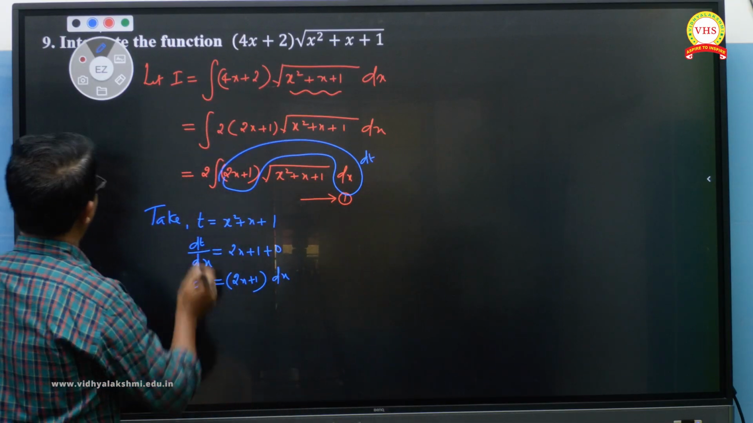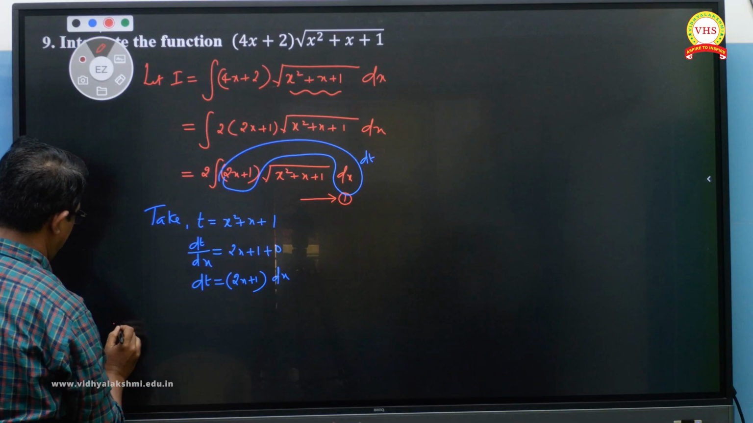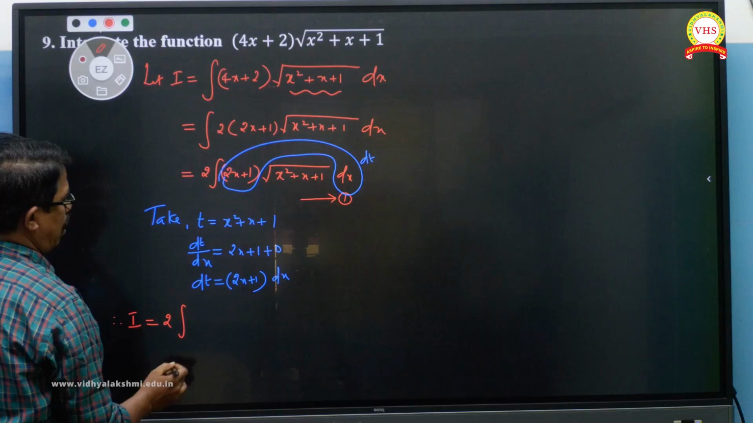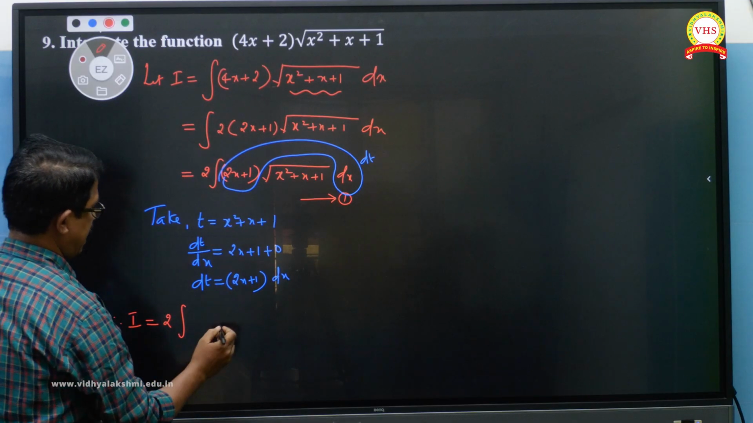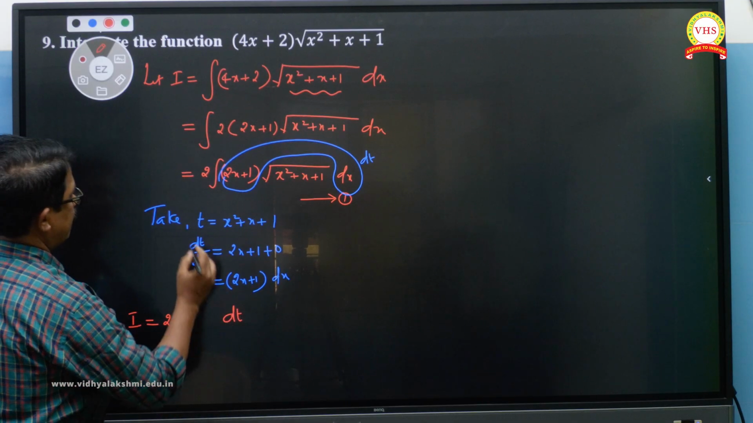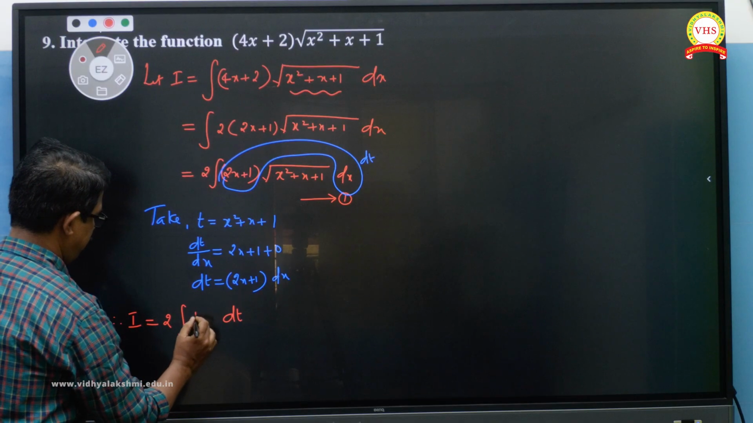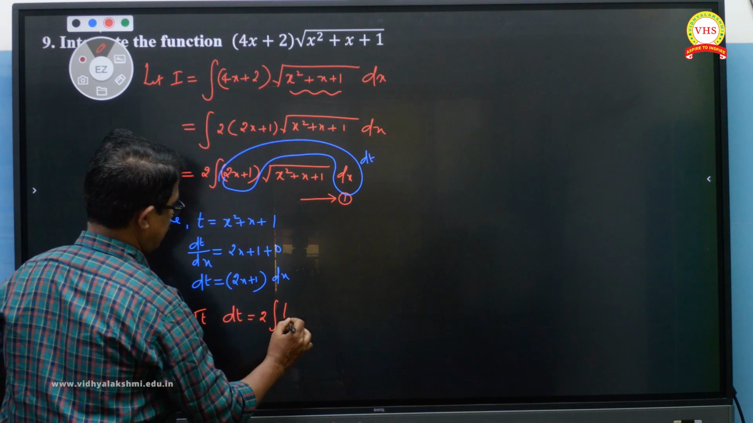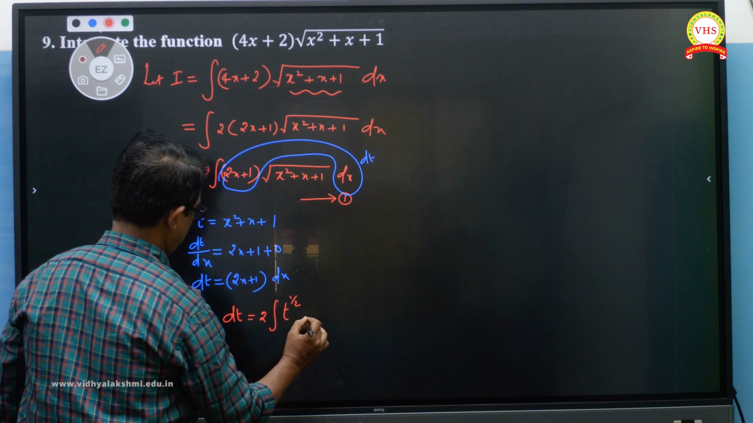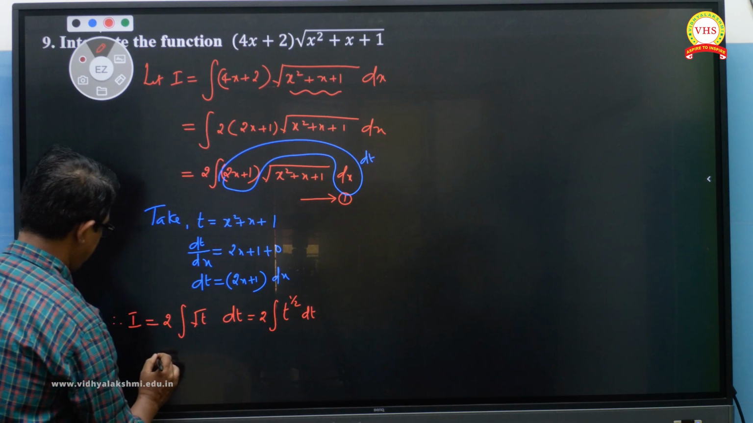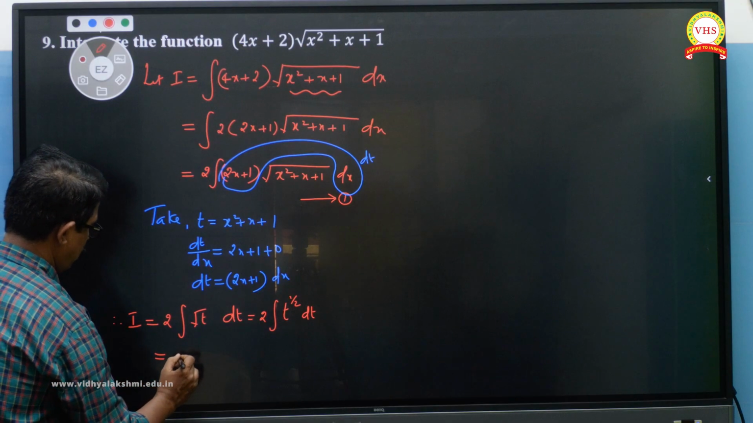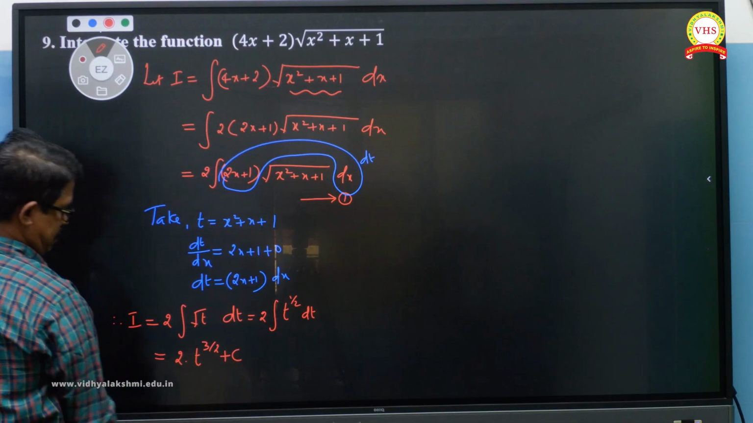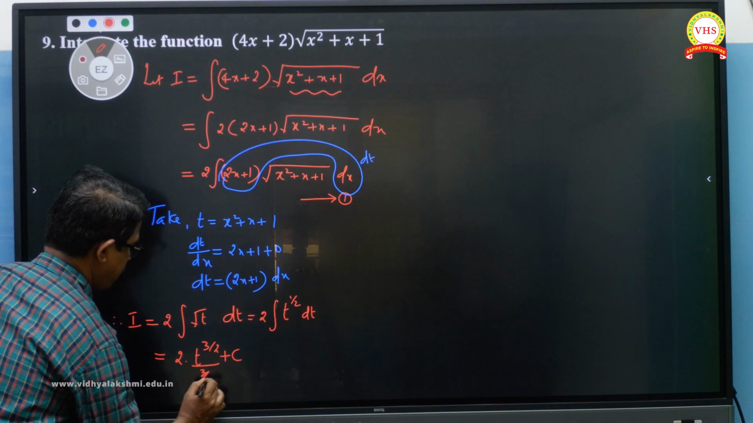Now the integral becomes 2 times the integral of, what is that? 2x dx as dt. And then what is this? Square root of t. Yes, what is square root of t? 2 times the integral of t to the power of 1 by 2 dt. Already we have done many sums like this previously. Now 2 times t to the power of 3 by 2 plus c, divided by 3 by 2.